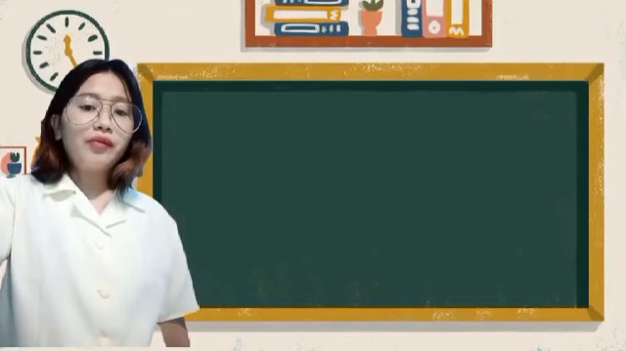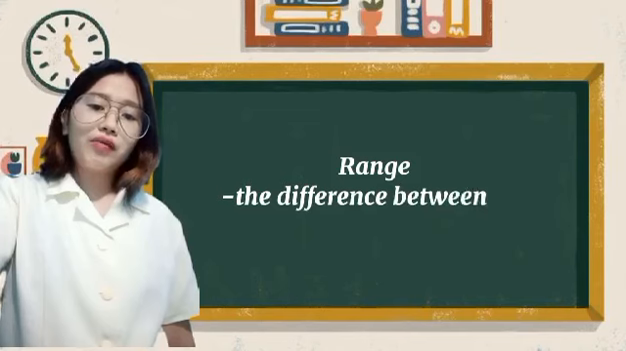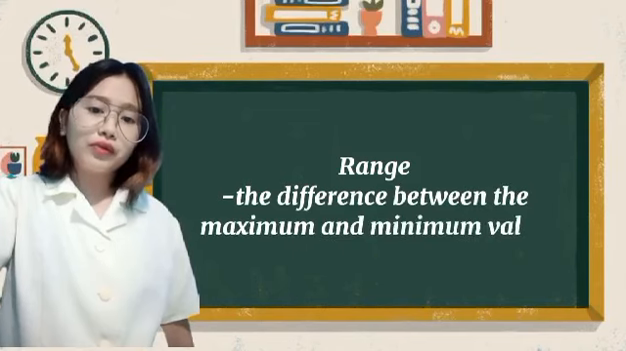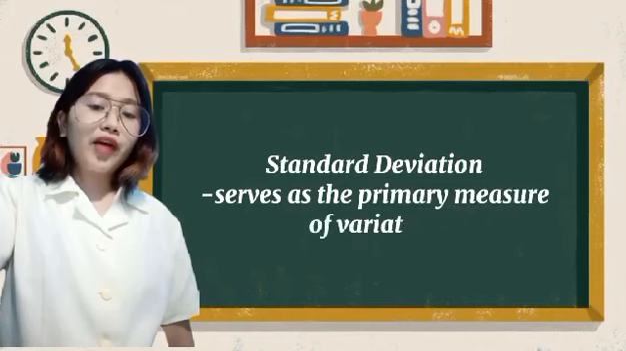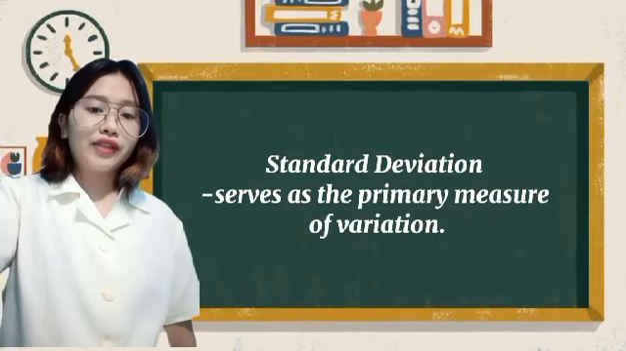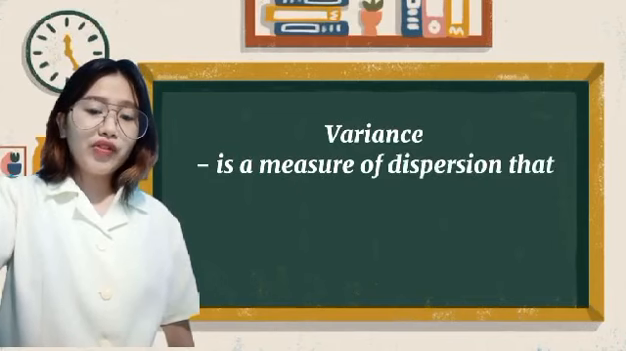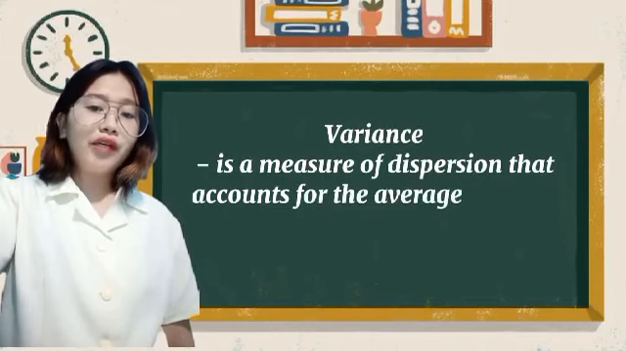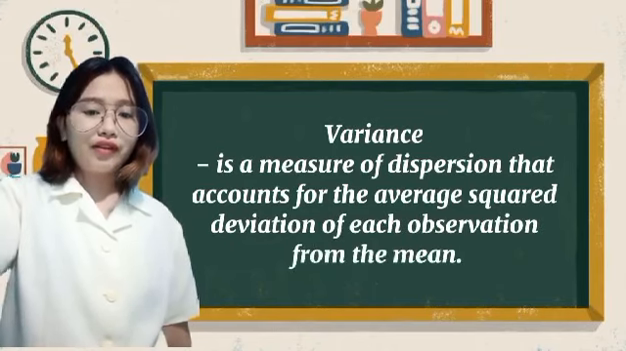In measuring the variability, we use the range, which is the difference between the maximum and minimum value. The standard deviation serves as the primary measure of variation, and lastly, variance is a measure of dispersion that accounts for the average squared deviation of each observation from the mean.